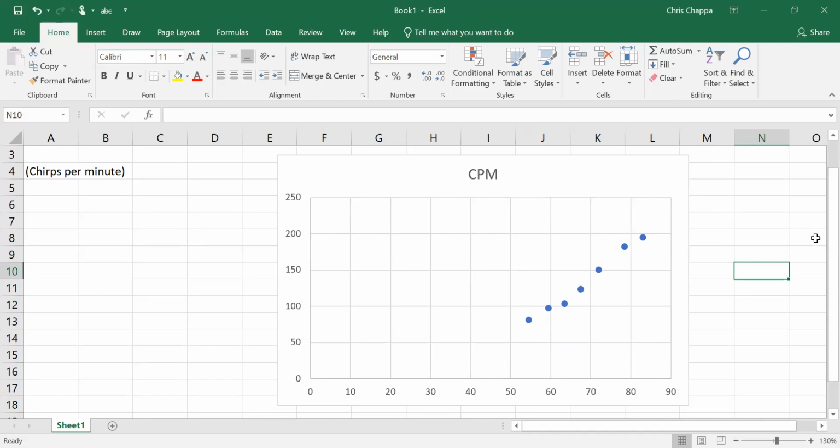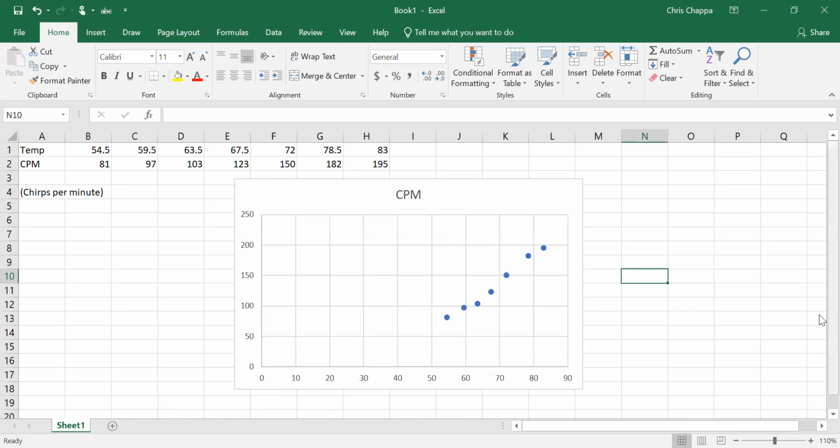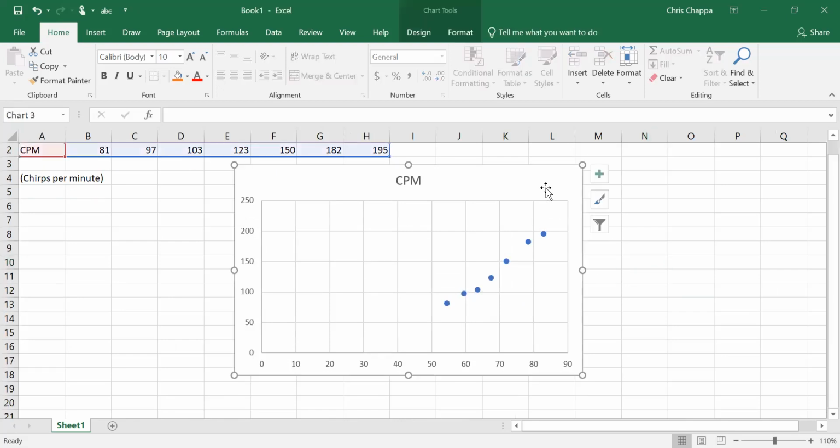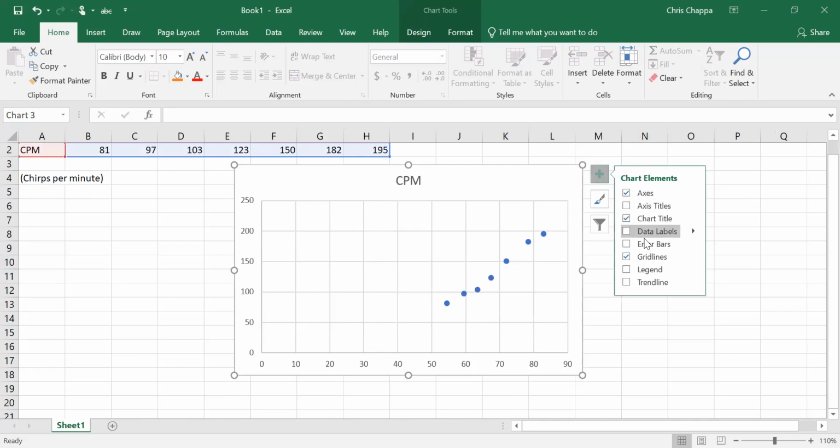But notice that the axes aren't labeled. There's no correlation, whatever that is. So how do we make all that appear? Well, if I click on here, there's a button that appears that says plus, and it'll allow us to add some things to the chart. If I click on it, look at all these things I can add. But the most important one is the one at the bottom that says trend line.